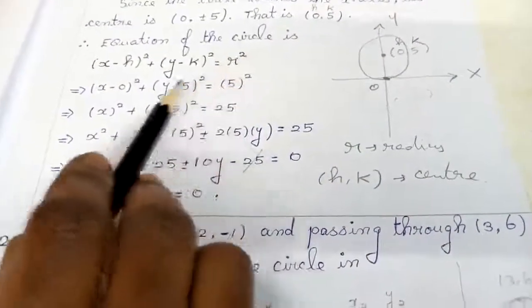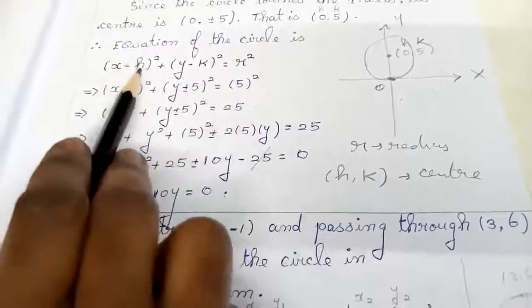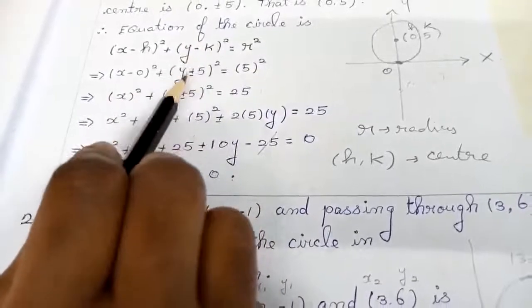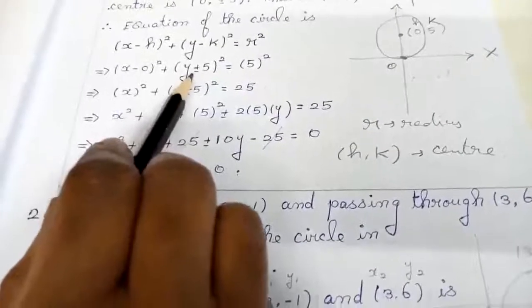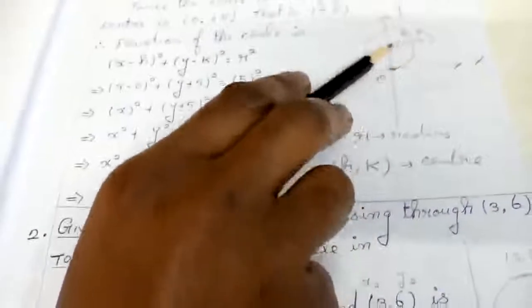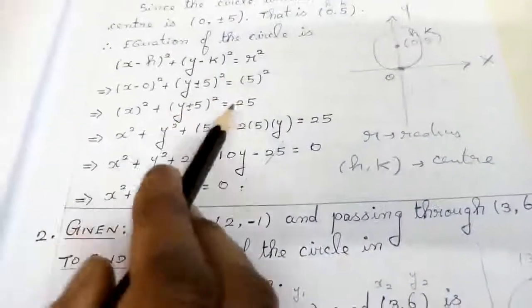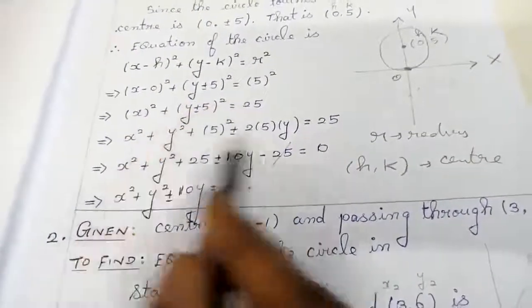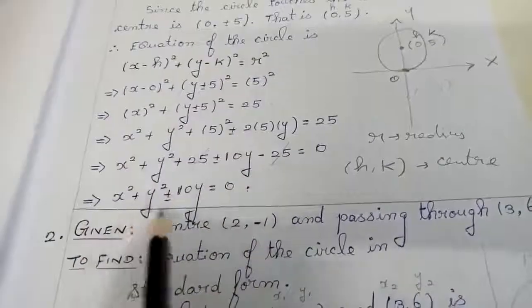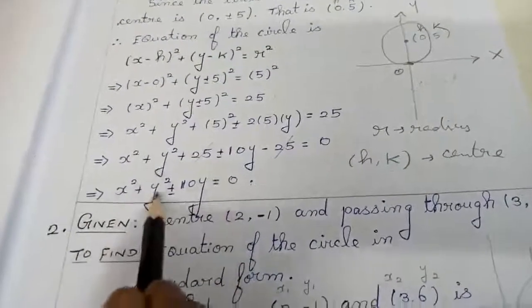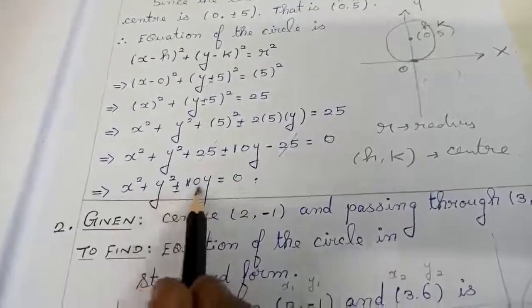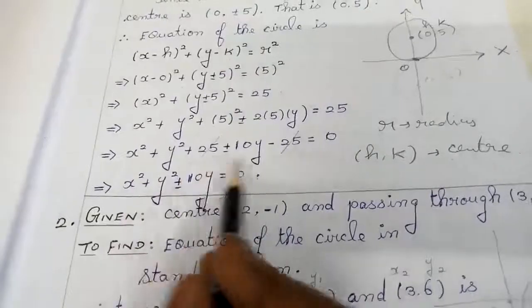So you are just going to substitute the values here, students. Instead of h you put 0, instead of k you put 5. Since y can be plus or minus, in both cases, up and down, you can draw the diagram, but just take only the positive value. Then use the identity, the (a minus b) whole square formula, expand the values, and you will automatically get an equation like this: x square plus y square plus 10y equal to 0, and in your book they have given it like this, plus or minus 10y equal to 0. So just substitute the values.